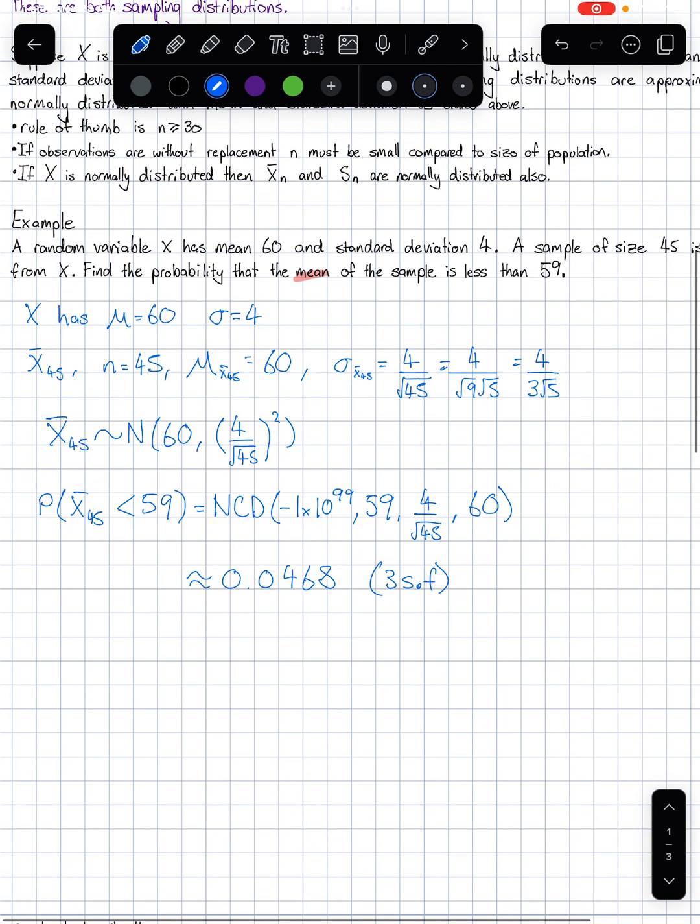So that's just an example question. These questions are in 9C, so jump in and have a go through them.